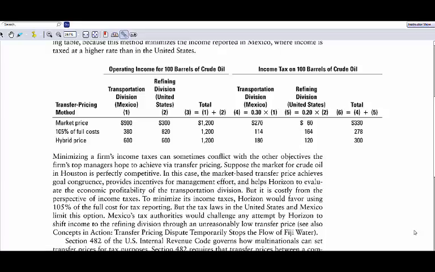Mexico has got a 30% rate. The U.S. in this scenario has a 20% tax rate. And Mexico would not be wanting to see that transfer pricing, in essence, taking away from their income taxes that they would be able to get in this transaction from Horizon Corporation.